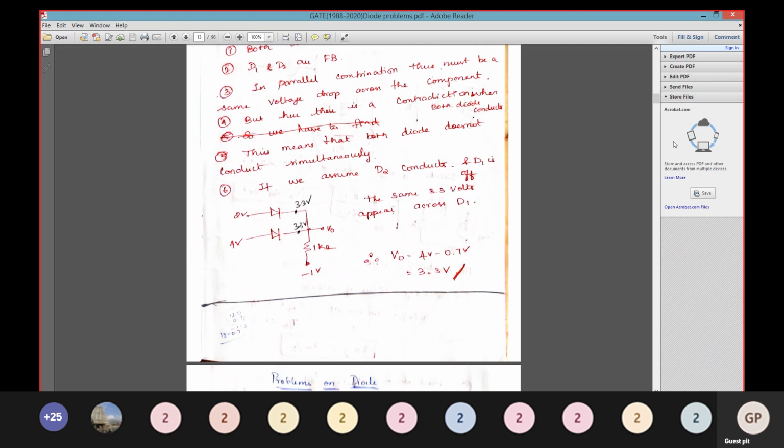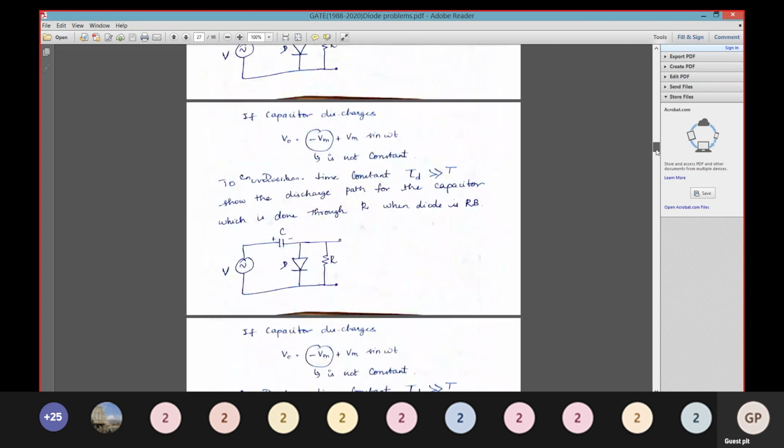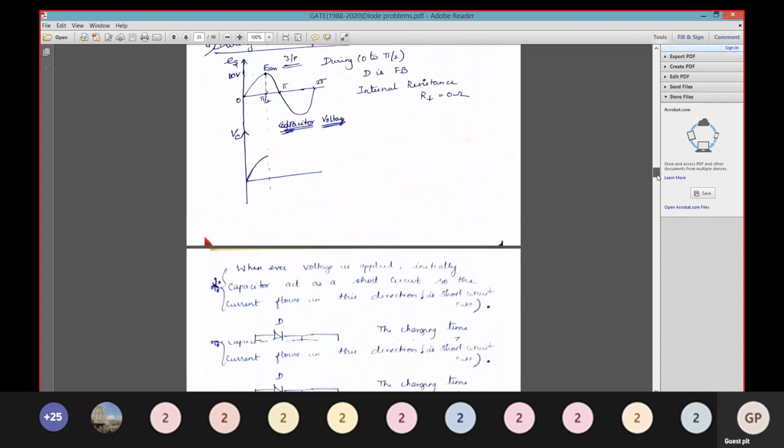Okay, so these are some of the simple problems under the topic diode.